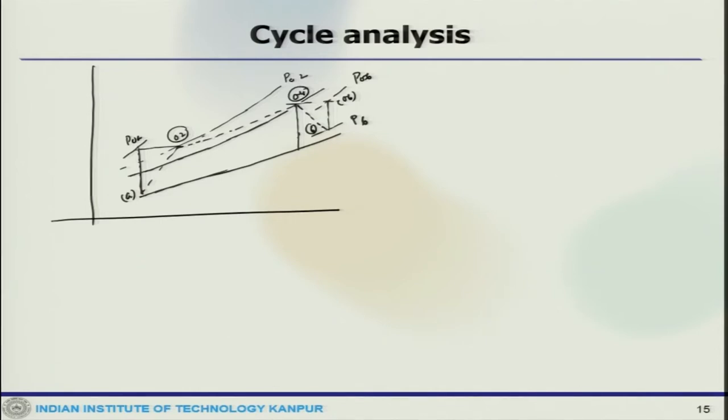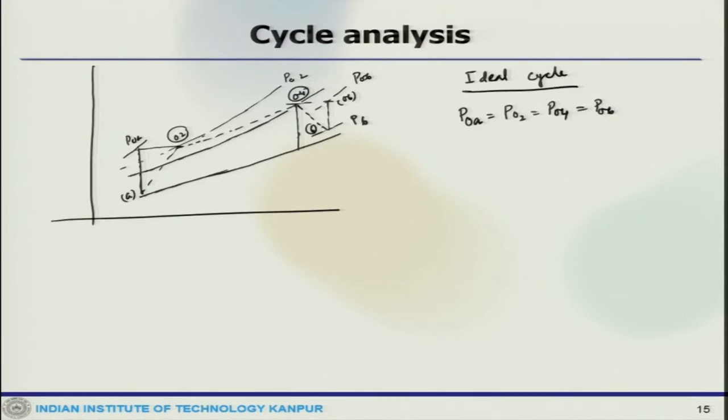Now, first we will start with the ideal cycle. Now, when you look at the ideal cycle, this is the previous TS diagram that we have. What we will have is that in the ideal cycle the total pressure is constant in the cycle. So, P naught A is P naught 2 is P naught 4, which is P naught 6. Okay.